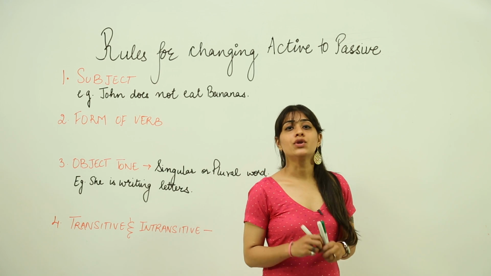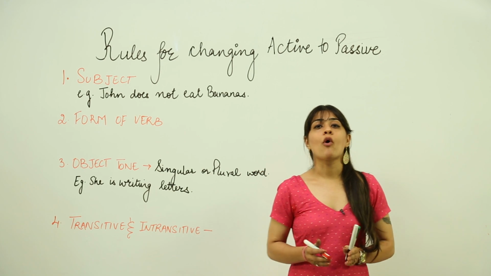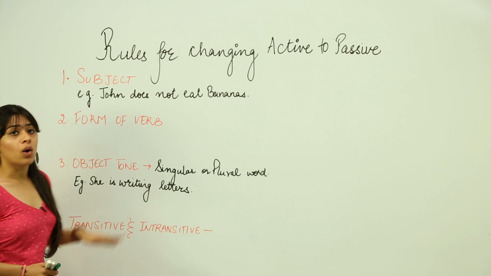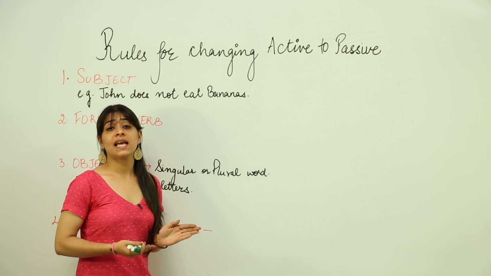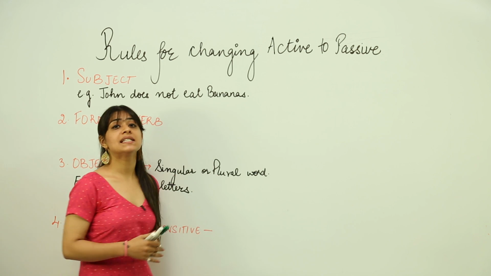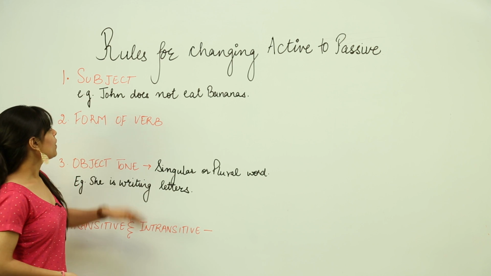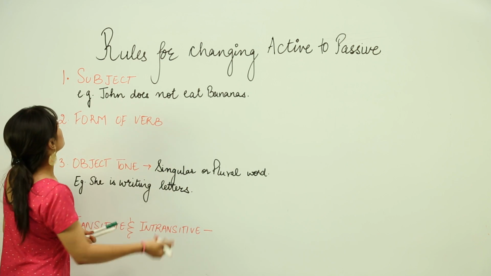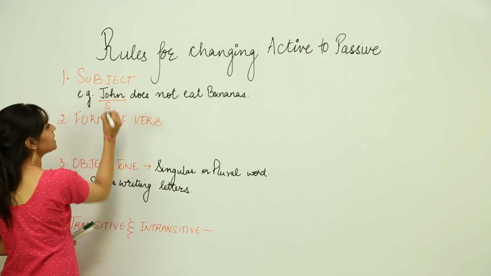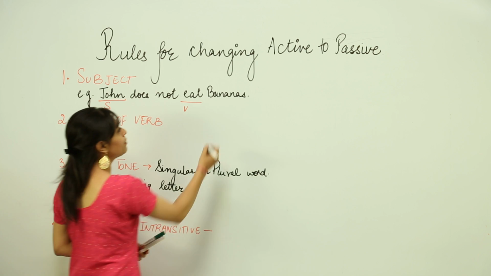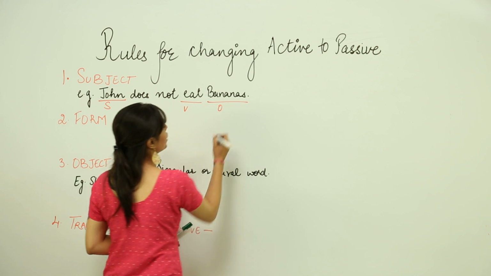Now let us revise the rules for changing the active voice to passive voice. The first rule says the subject. In this case, the subject takes the place of an object in the active and the passive voice. Let's understand this with the help of an example. For example, John does not eat bananas. Now John is the subject here, eat is the verb, and bananas is the object.